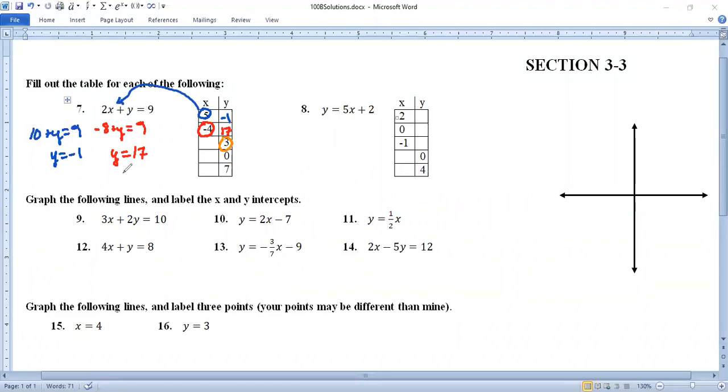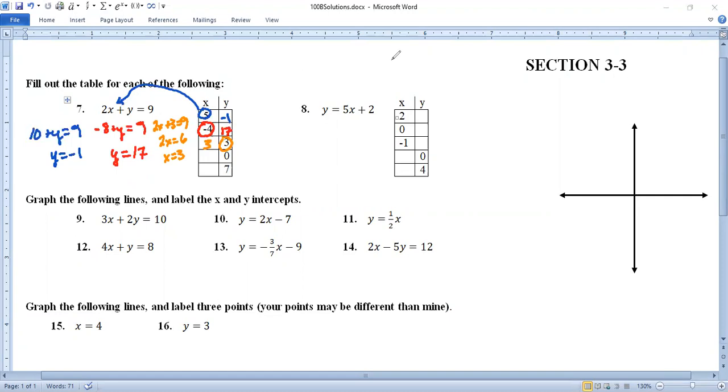So we get 2x plus 3. Let's move it over here just a little bit so we can see it. 2x plus 3 equals 9. Subtract 3, we get 2x equals 6. Divide, and we get x equals 3. Oh, look at that. 3, 3.